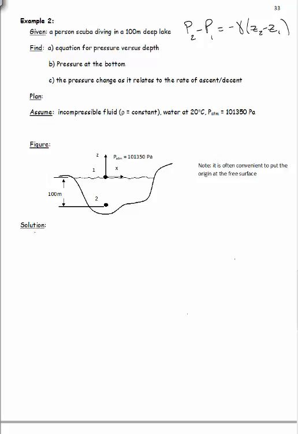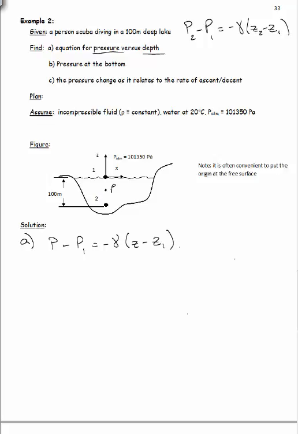For part A, let's start with our hydrostatic equation, but we want an equation for any old pressure versus any old depth. So that would be our P2. Let's call P2 just P for this case, just any P anywhere in there. That way it looks more like a variable. So P minus P1 is equal to minus gamma times (Z minus Z1).